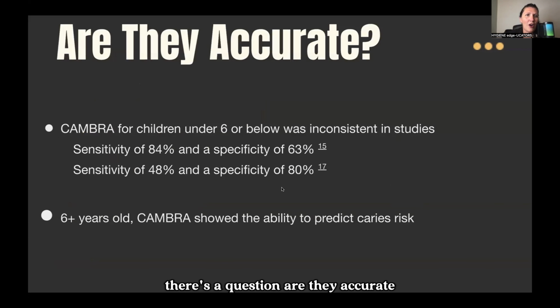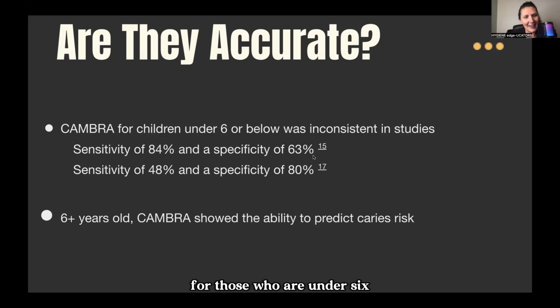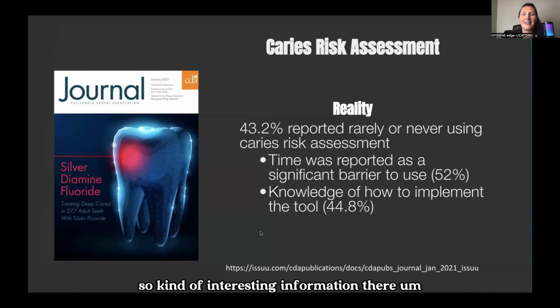There's a question, are they accurate? They showed sensitivity of 84% and specificity of 63% in one study, and then it was kind of opposite in another for those who are under 6. But 6 and up showed that it did have the ability to predict caries risk. So kind of interesting information there.